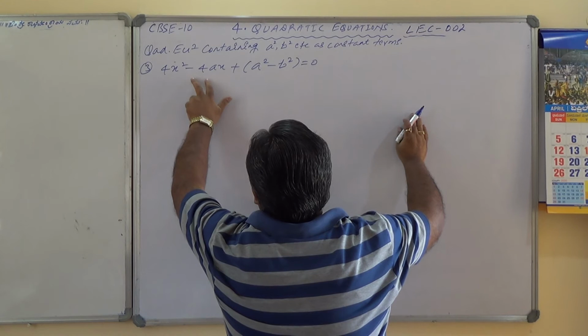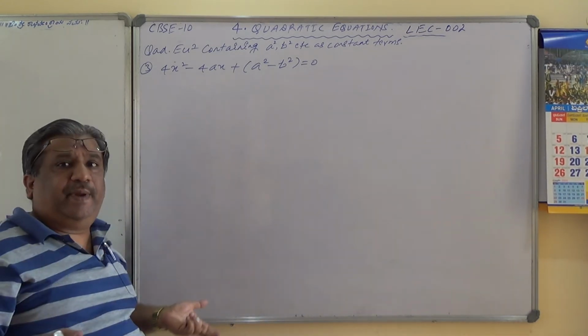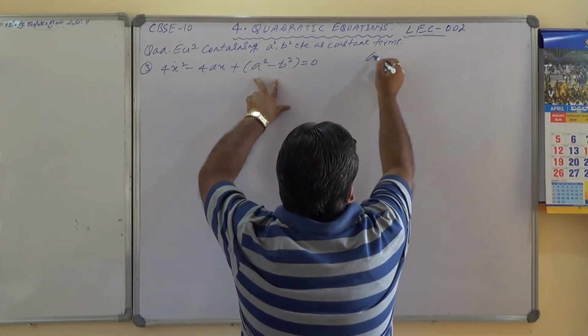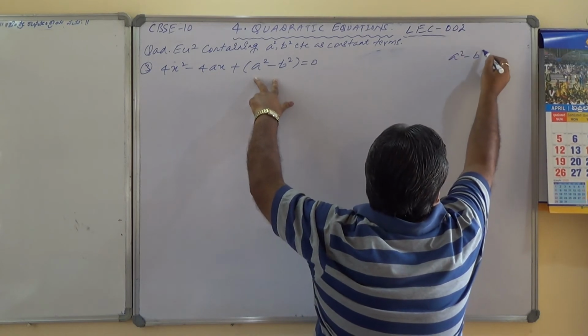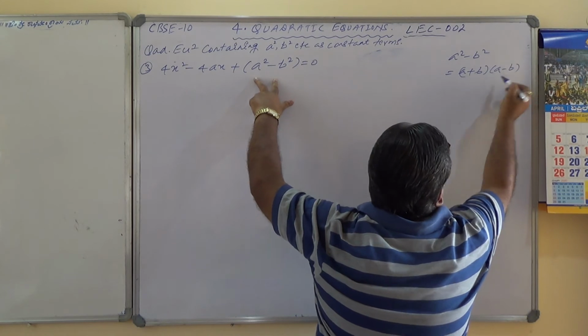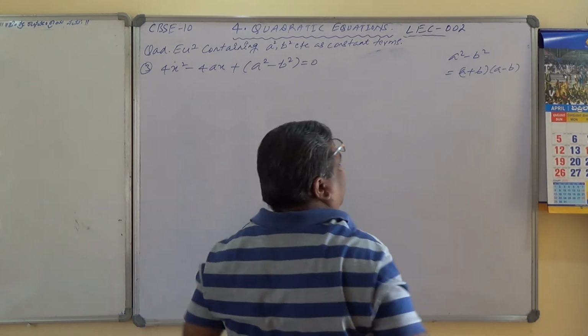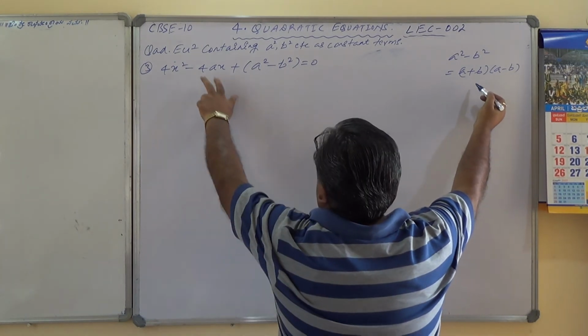Basically I must try to express minus 4a in terms of a and b. So let us see how to do that. A square minus b square has a factor. I'll write it this way: a square minus b square equals a plus b into a minus b. Now arrange these terms with either plus or minus. With plus, b cancels and gives 2a. But what do I want? 4a.